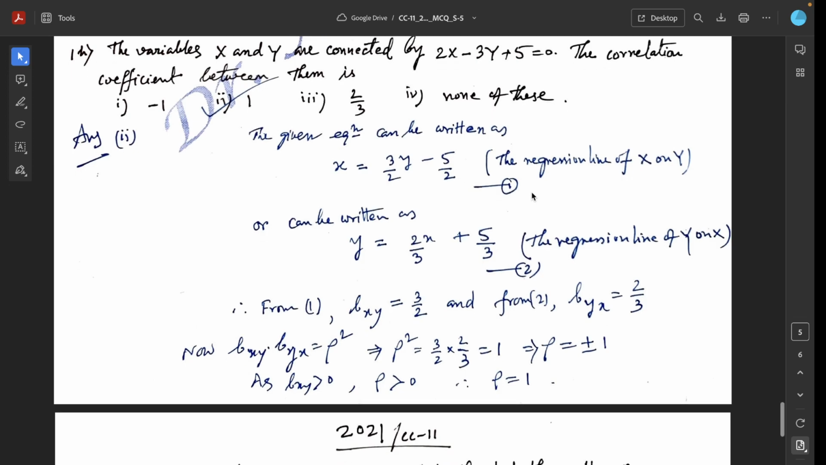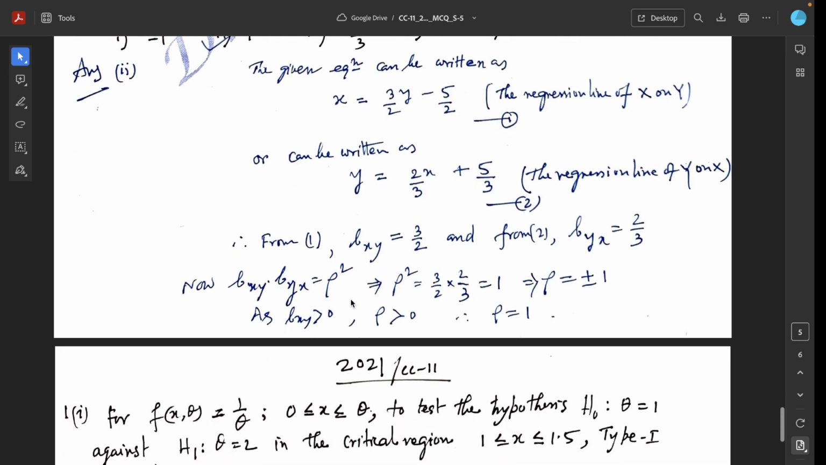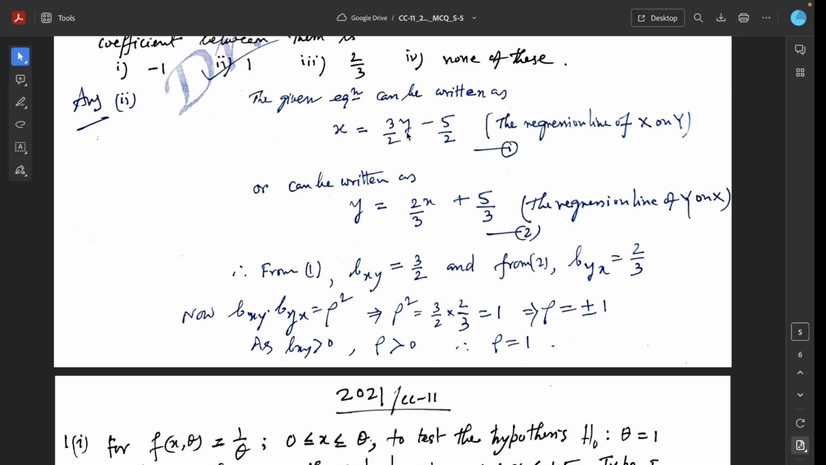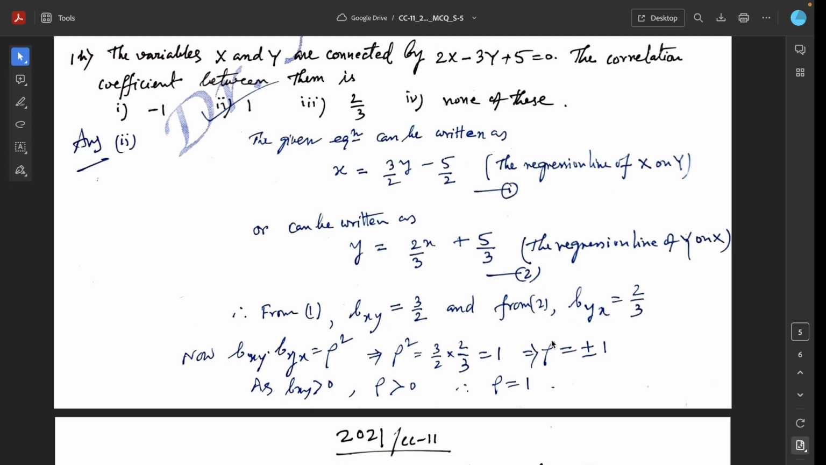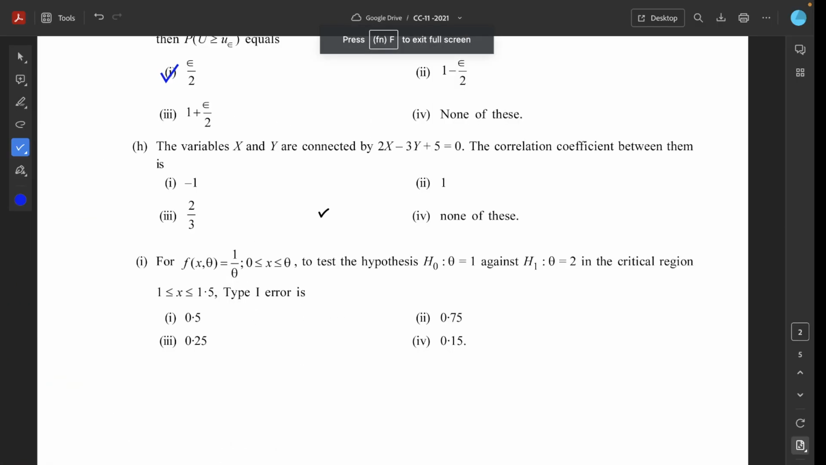From 1, the regression line of x on y, and this is the regression line of y on x. From 1, we get bxy equal to 3 by 2. And from 2, byx equals 2 by 3. Now we know that bxy into byx equals rho square, the correlation coefficient squared. So rho square equals 3 by 2 into 2 by 3, that is equal to 1. So rho equals plus minus 1. Here, bxy is greater than 0, so rho must be positive, so rho must be 1. So the correct answer is 1, that is option 2.